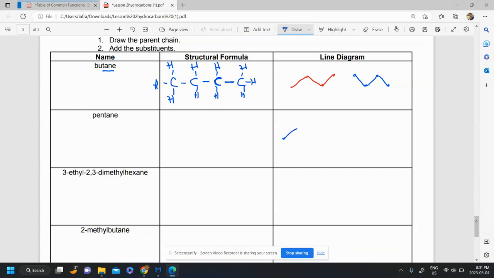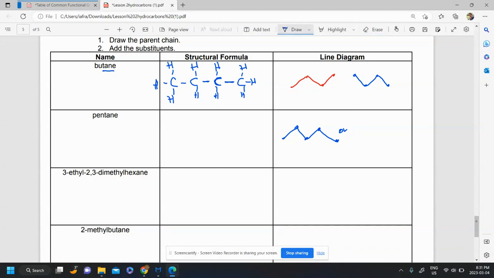1, 2, 3, 4, 5. You don't have to put points like this. I do just to help myself remember that I've drawn all the carbons there. You could have also drawn it the other way instead, starting here and then 1, 2, 3, 4, 5. I made a mistake. I added an extra carbon because I forgot to count as soon as I landed. So you got to be very careful with that.